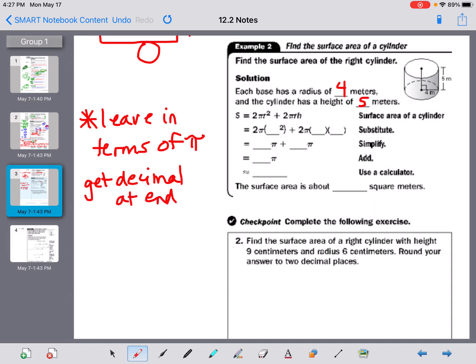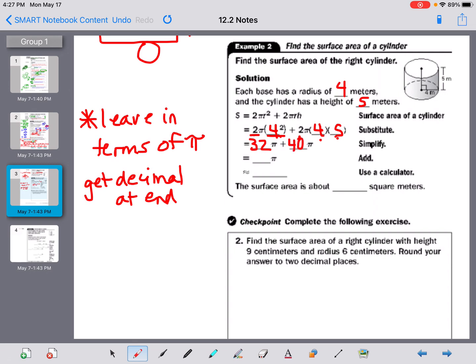Okay, so here we go. We're going to plug in the radius of 4, so 2 times pi times the radius 4 squared plus 2 times pi times the radius of 4 times the height of 5. All right, we're going to do the math here. 4 squared is 16 times my 2 is 32, and I leave that pi. 4 times 5 is 20 times 2 is 40, and I leave my pi.